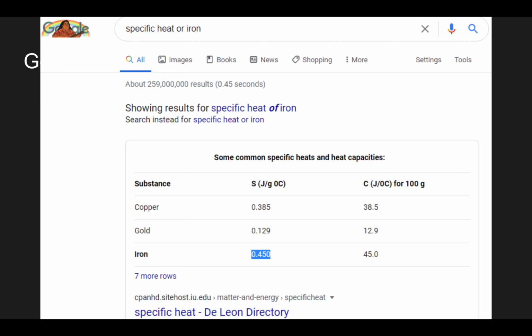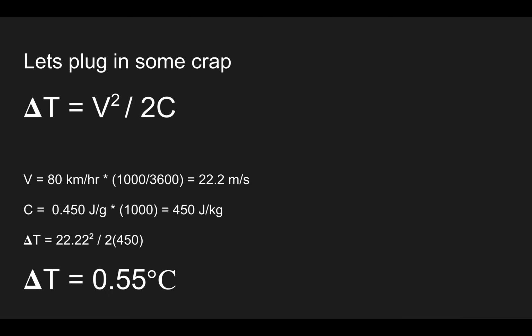So we just have to Google the specific heat of iron. In this case, it is 0.450 joules per gram. So all we have to do is plug it in now. We have to convert velocity to meters per second because those are base units. We also have to convert the specific heat to kilograms, because the base unit is kilograms, not grams, so you just multiply that by 1,000. And then the change in temperature is equal to 0.55 degrees Celsius. And that's about it.